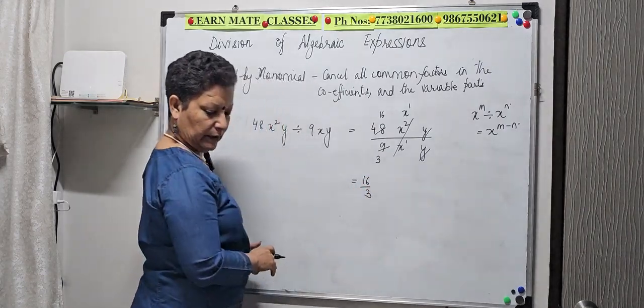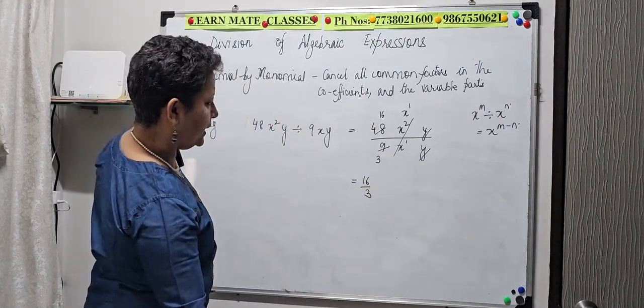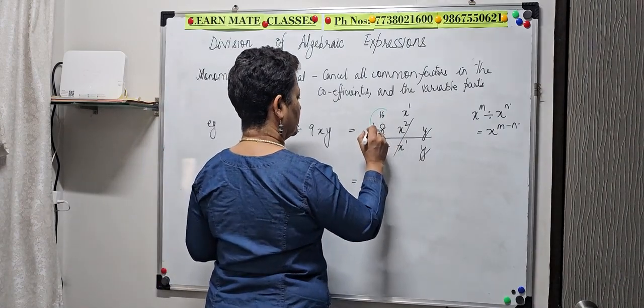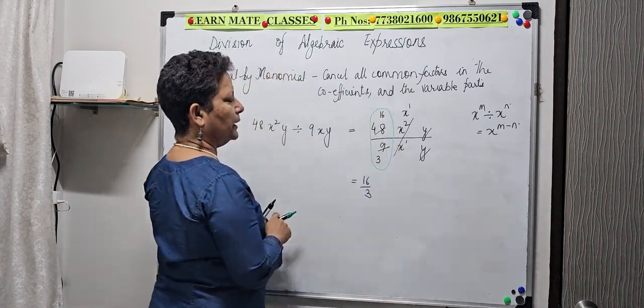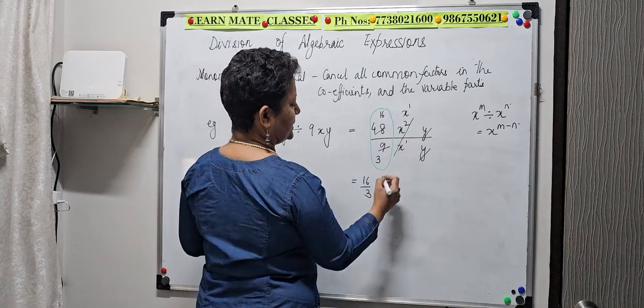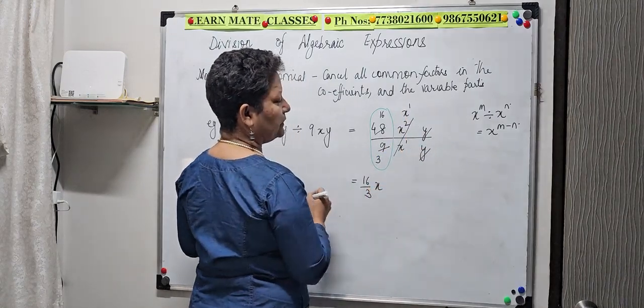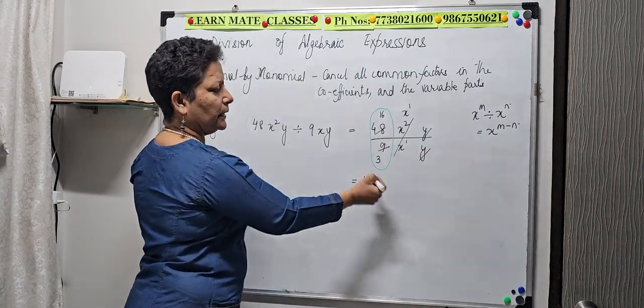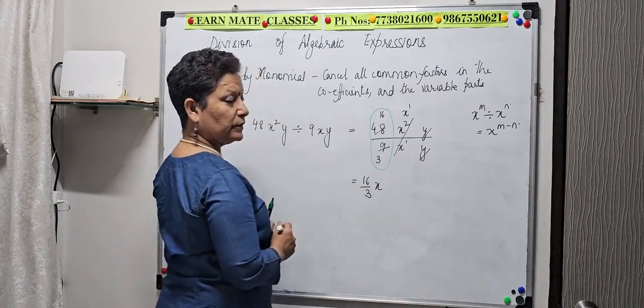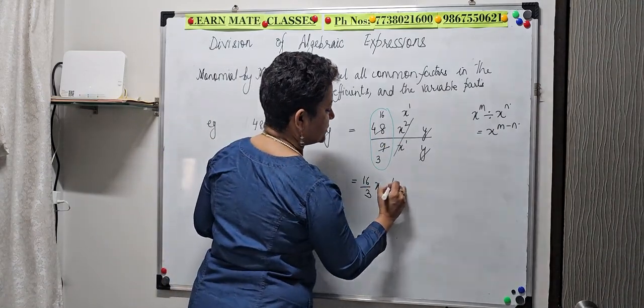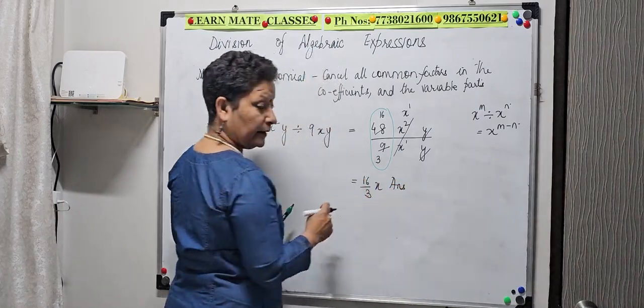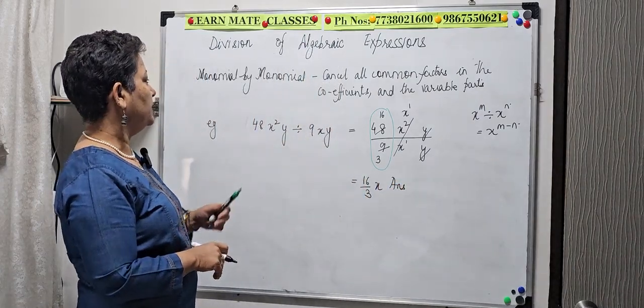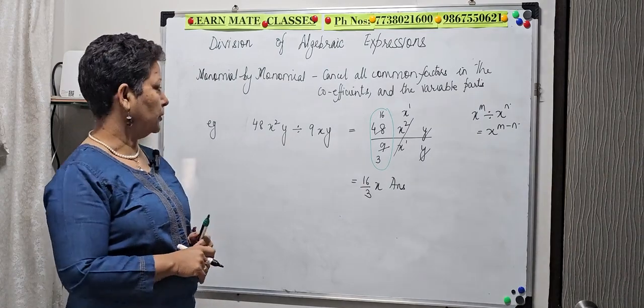And so your final answer is 16 by 3. That comes from the numerical part. 16 by 3 is what you had got from the numerical part. From the x's, you got an x which is left. X raised to power 1, remember, is nothing but x. And the y's have cancelled. So this is your answer for your first particular question. Right? So this is how you divide a monomial by a monomial.